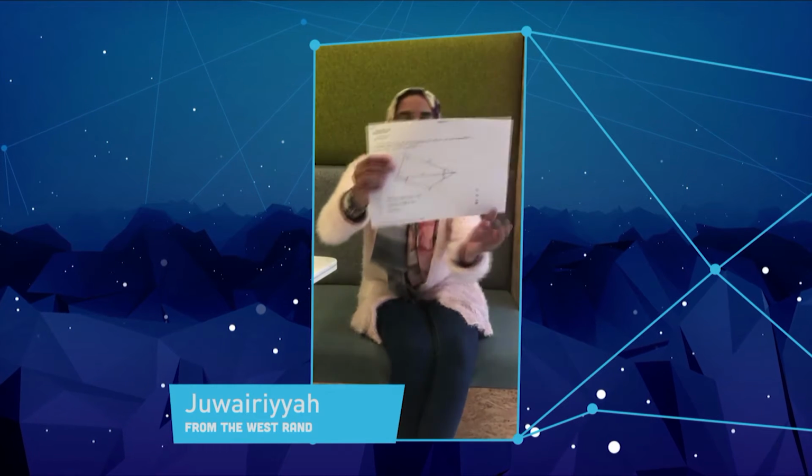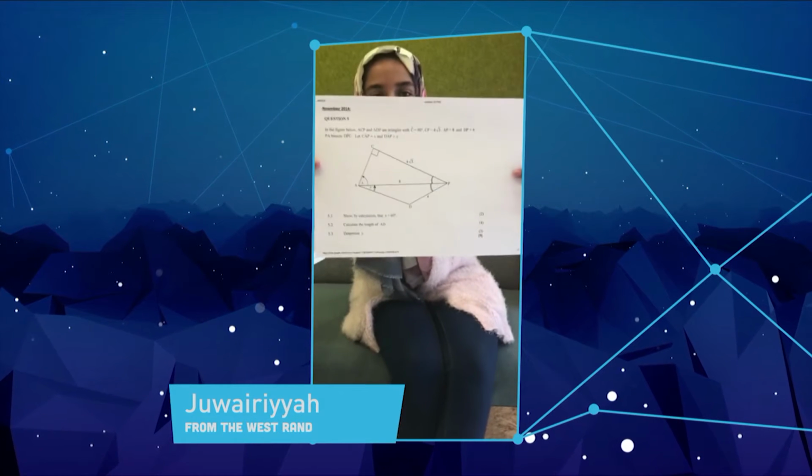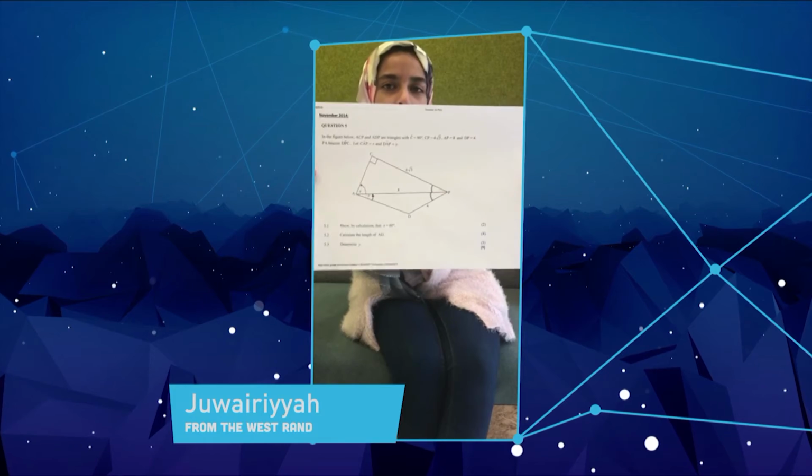This question comes from Dewey. Let's have a look at what the question is. "Hey Talentfold, it's Dewey here from the West End. I have a question. It says in the figure below ACP and ADP are triangles." So this is what the diagram looks like, and this is what it says. "Please help. Thanks."